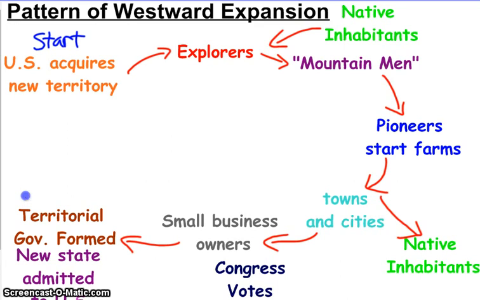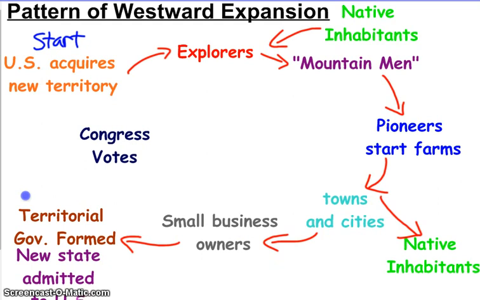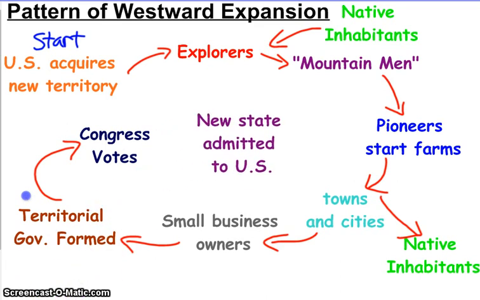And when they're ready, they go to Congress. And Congress back in Washington, D.C., they have to vote yes or no, should we allow this new territory to join the United States as a state. When Congress voted yes, that was kind of the final step. Congress votes yes, let's allow Kansas to join the United States of America, and Kansas became one of the new states. So this is also our ending point.